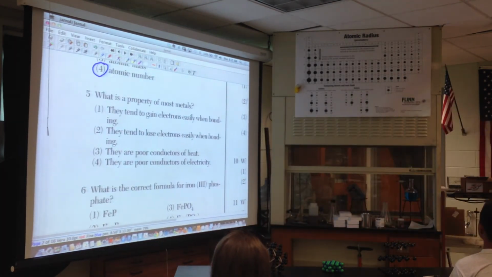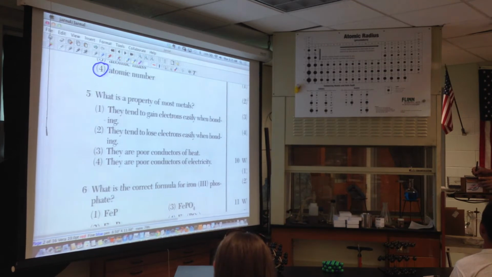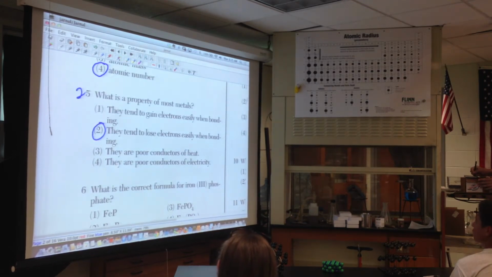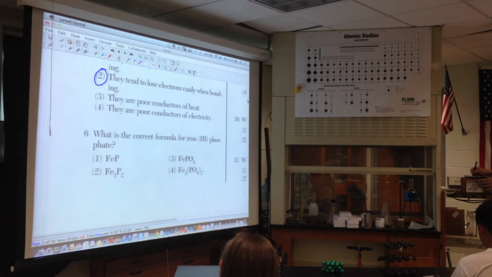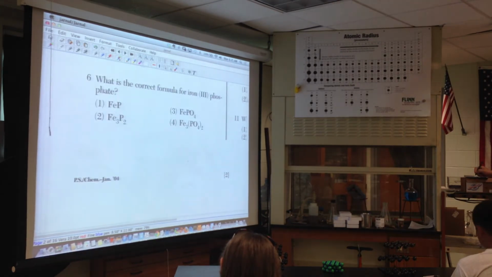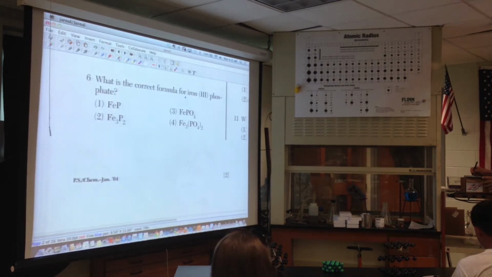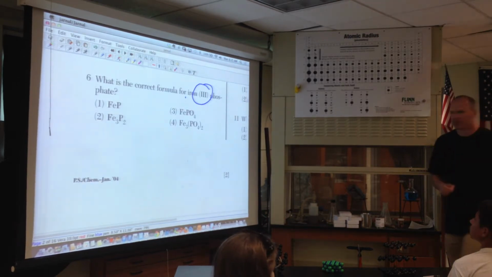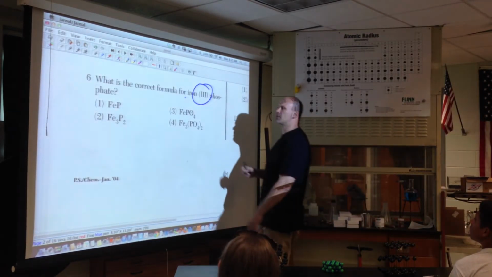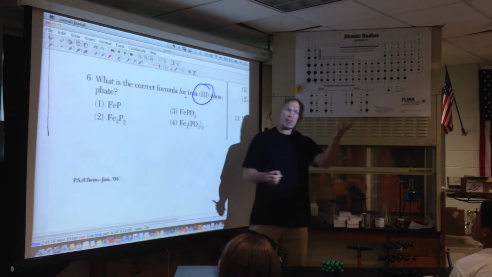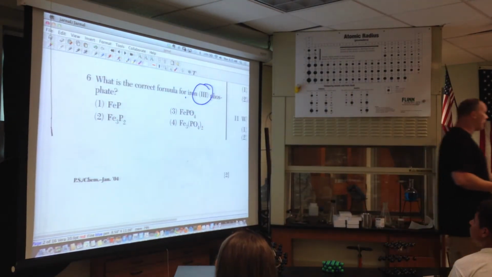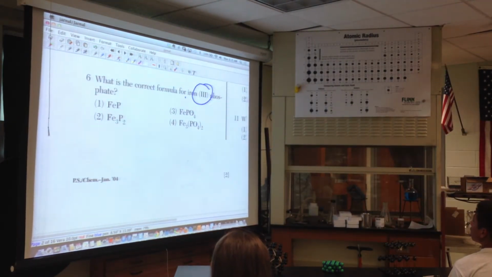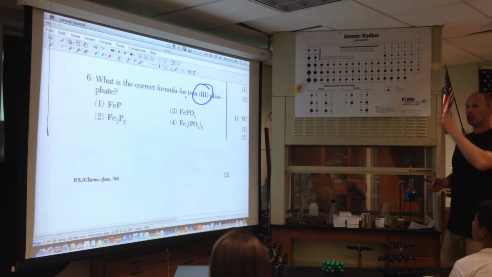Just make sure I read correctly. Number 6. What is the correct formula for iron(III) phosphate? What is that 3 there for? It signifies the oxidation state, because iron has two choices. It can be +2 or +3. So elements that are positive and have multiple choices could be the other one.